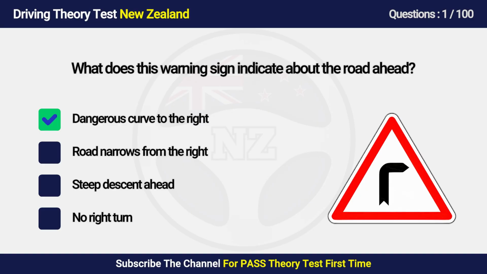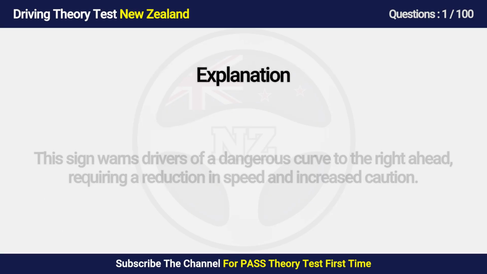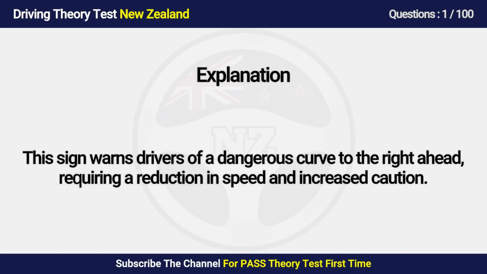Answer is A. Dangerous curve to the right. This sign warns drivers of a dangerous curve to the right ahead, requiring a reduction in speed and increased caution.